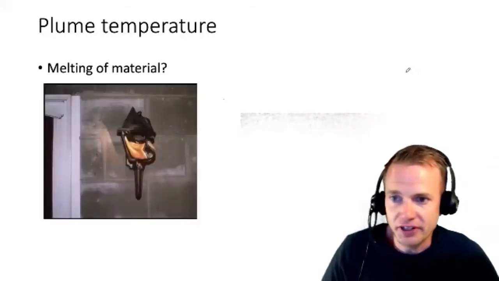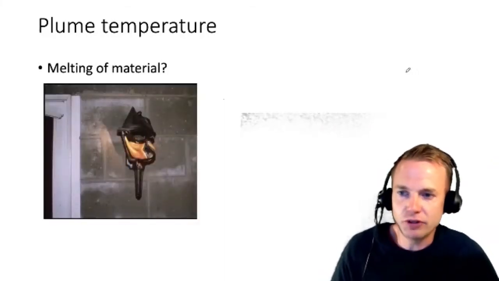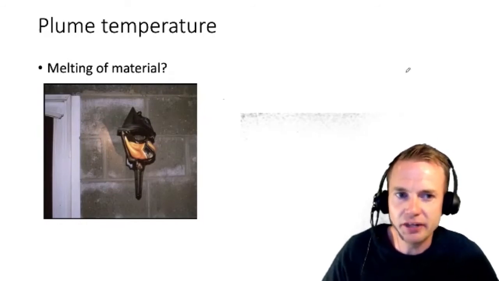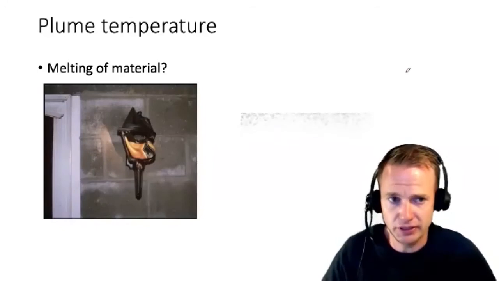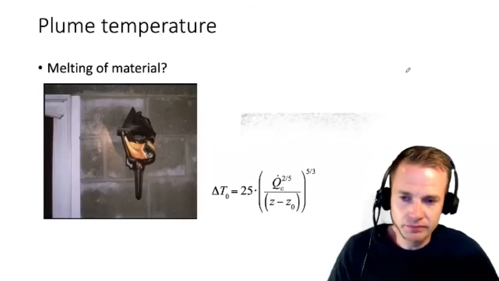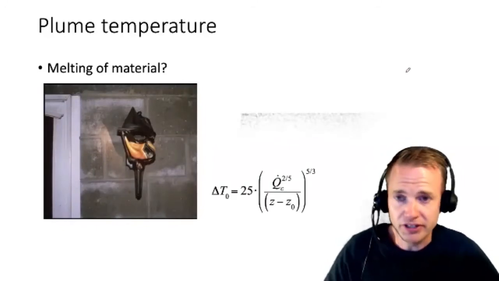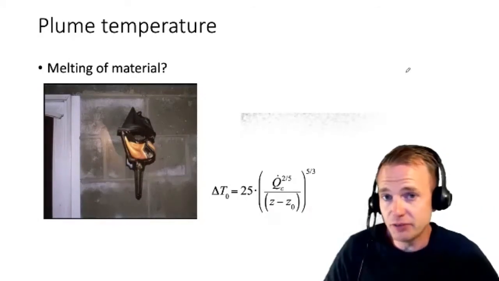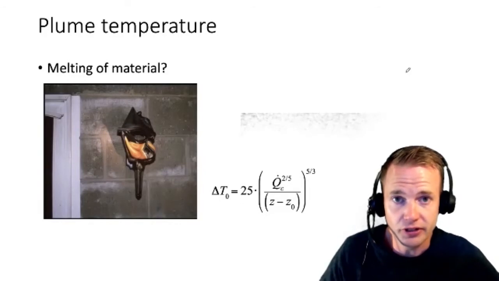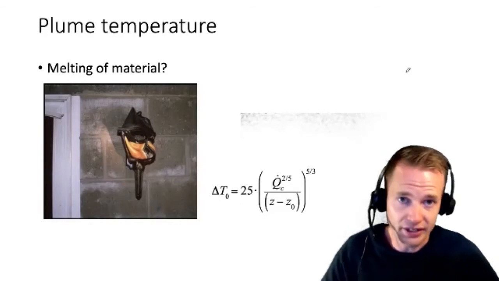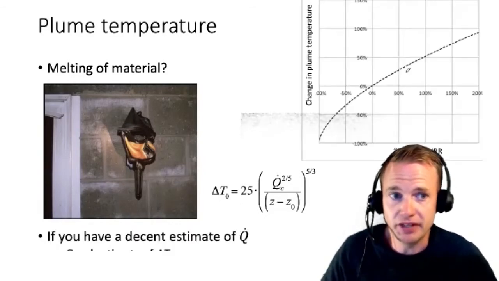Melting of material is another thing. Based on what you see at the scene, you can see that, okay, maybe there is melting. In this case, it's a plastic lamp that's melted. If that's placed in the plume, calculations can be done. If it's placed in the hot upper layer, maybe calculations can be done on gas temperatures to correlate that with this melting behavior.